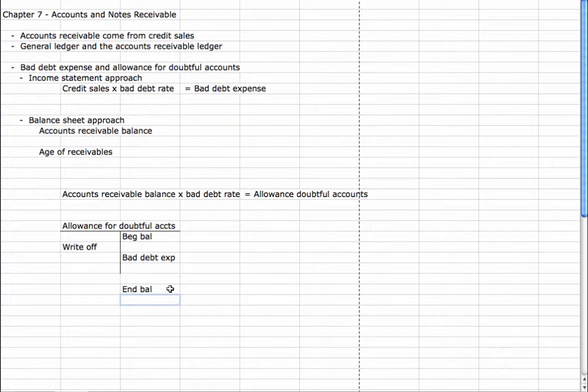So basically what we're doing is we're taking the accounts receivable balance times the rate to determine what the ending balance for the allowance for doubtful accounts should be, which is here. Once we know this amount, and we know how much our write-off was, and we know how much our beginning balance was, we can determine how much the bad debt expense is going to be for the period in order to keep this equation in balance. So let's take a look at some problems and see if we can apply what we've just talked about.